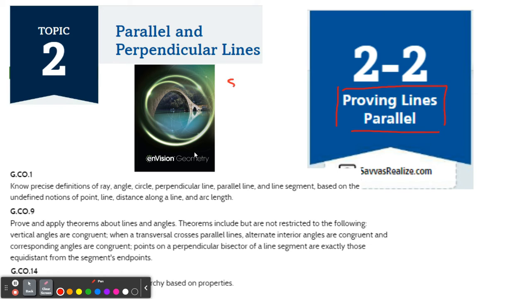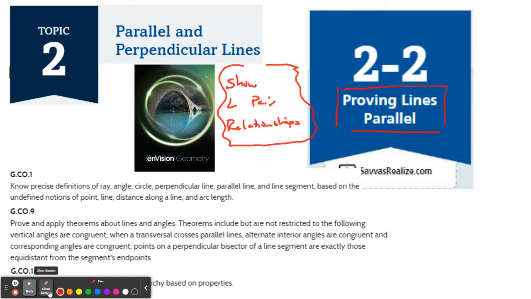You must show something special about your angle pair relationships in your pictures. In these problems, you have to maybe show that a pair of corresponding angles are congruent. Then the lines are parallel. Maybe you'll show a pair of same side interior angles are supplementary. Then the lines are parallel. So you arrive at this idea that the lines are parallel.